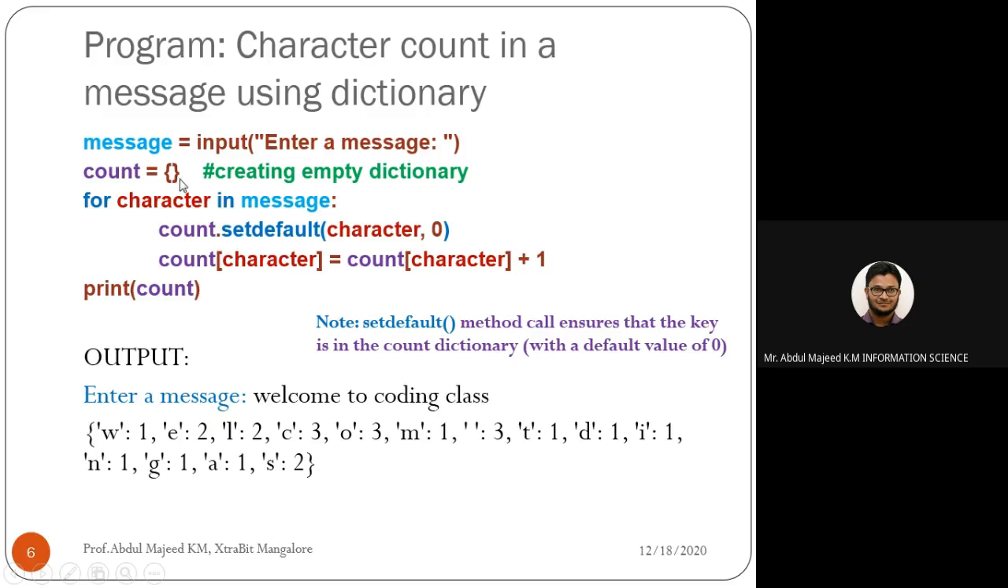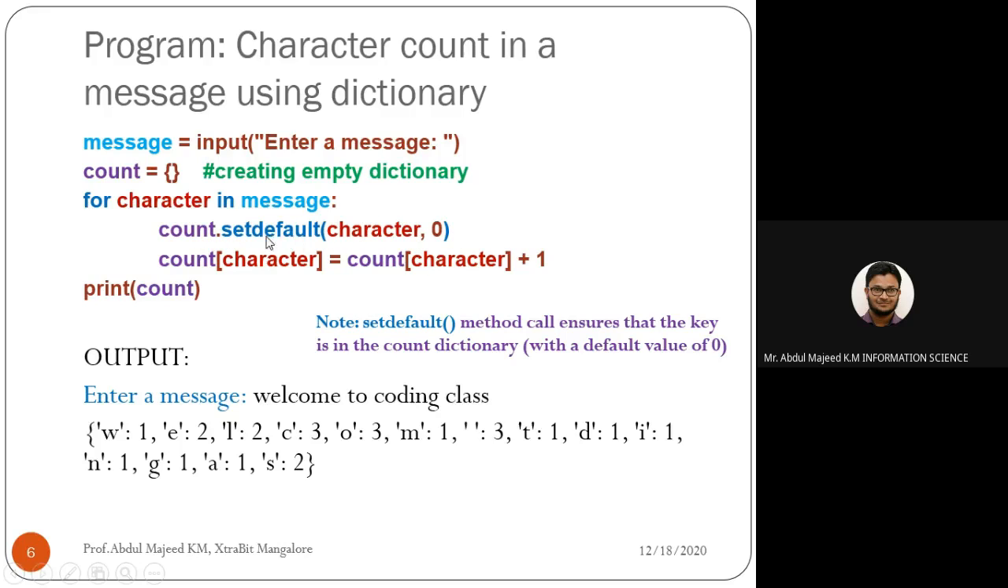Fine, an empty dictionary. Then we are iterating over each and every character in the given message. So for character in message, where character is any character or letter. Message is nothing but the given message. So it visits each character in the given message. Okay, then we are writing count dot setdefault character comma 0.